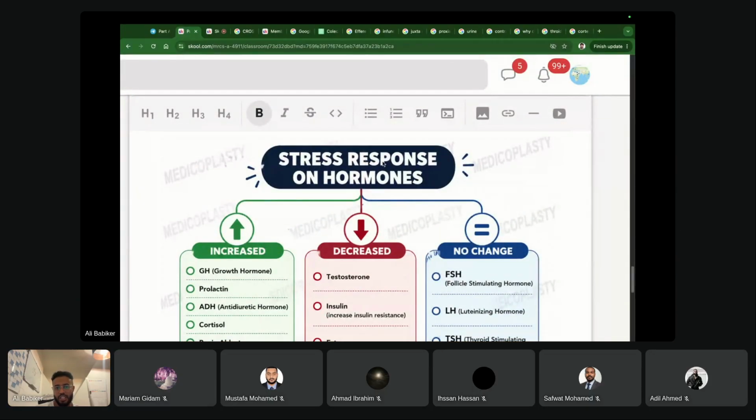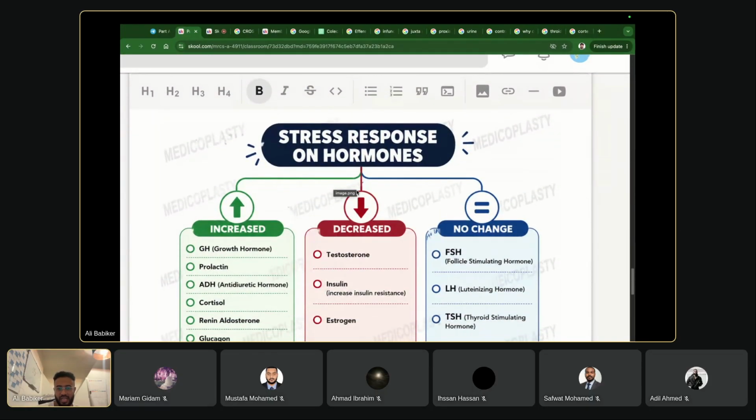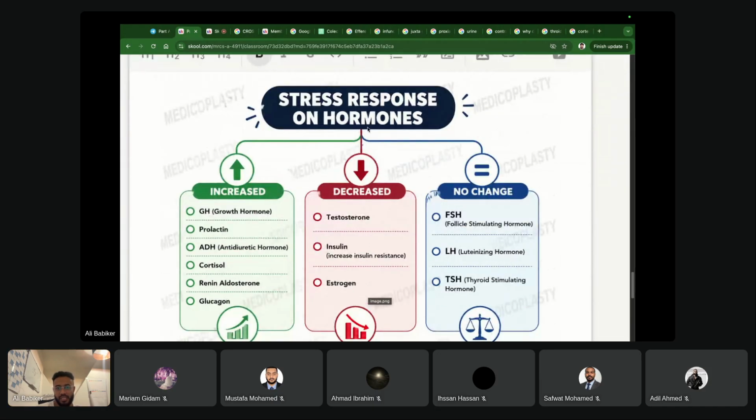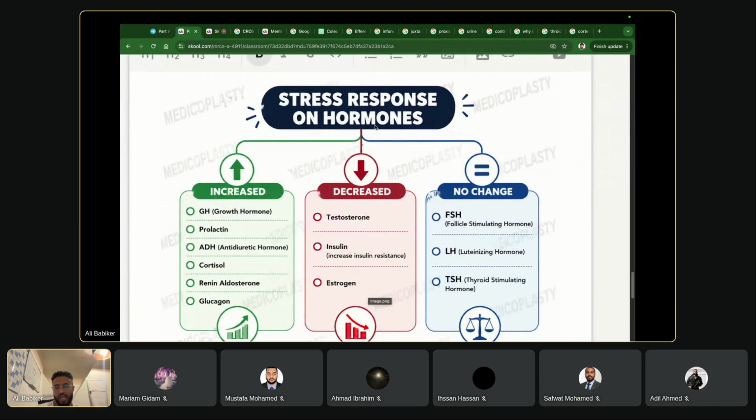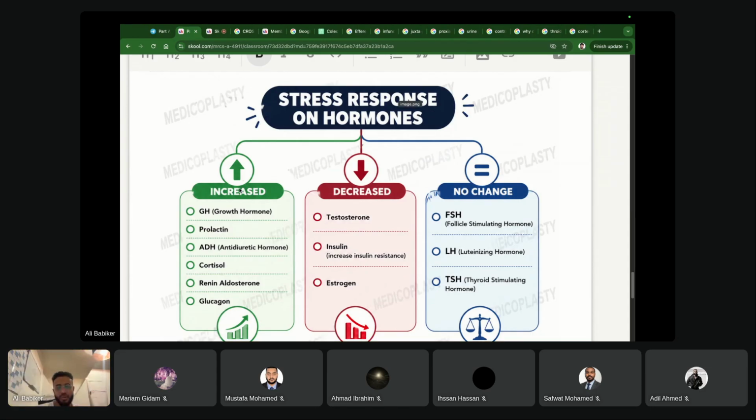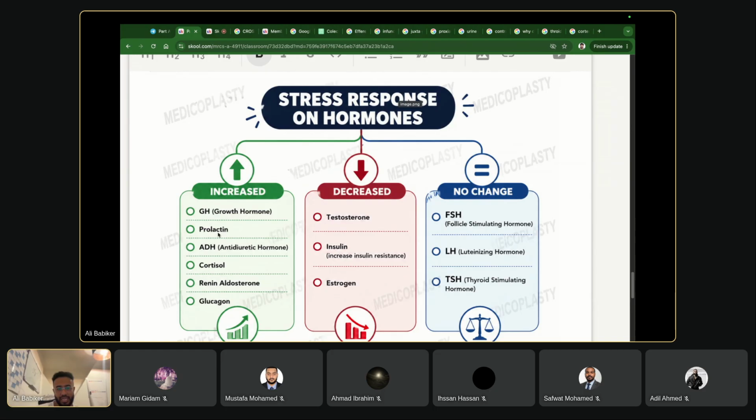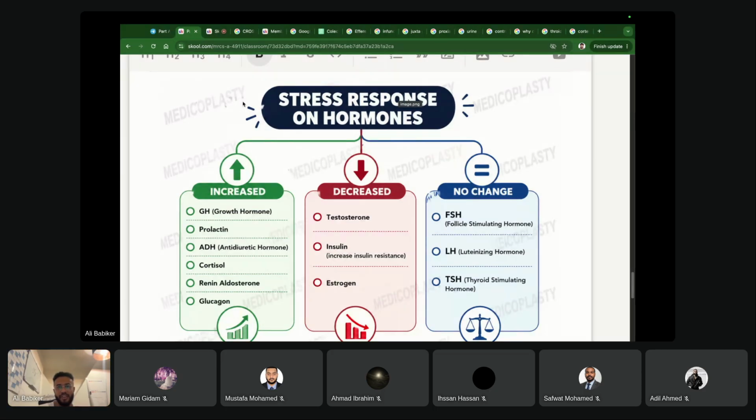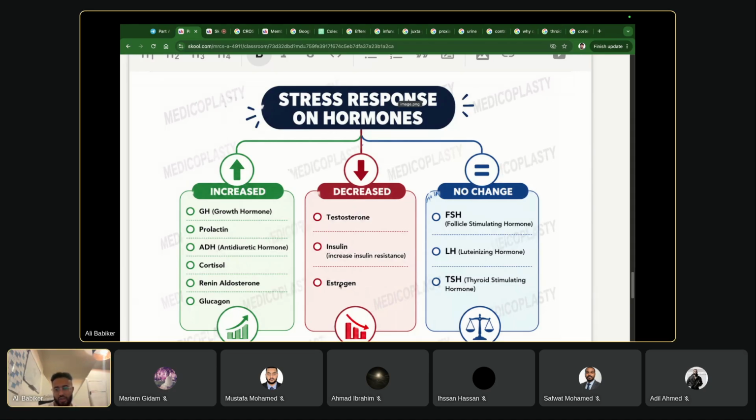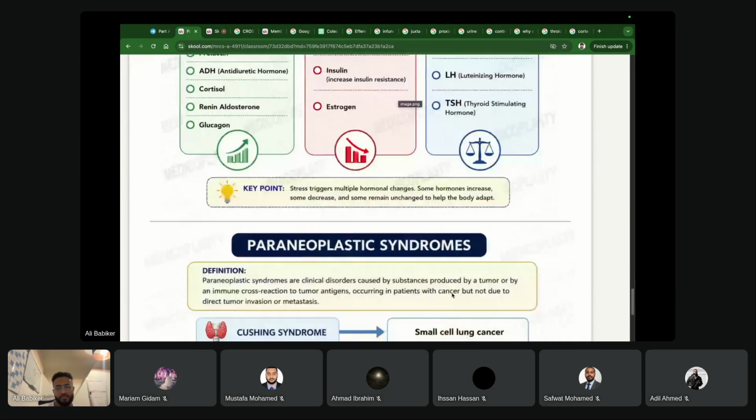Okay? Stress response of hormones, this is very high yield for your exam. Stress response on hormones, even in surgery or just stress response. Stress response will increase GH, prolactin, ADH, cortisol, renin, and glucagon. Very important for your exam. Decrease testosterone, insulin, and estrogen. No change in FSH, LH, and TSH.